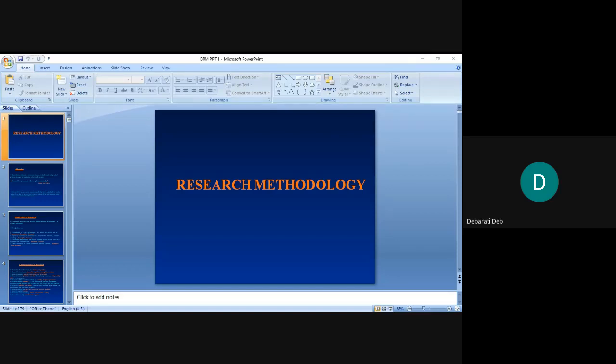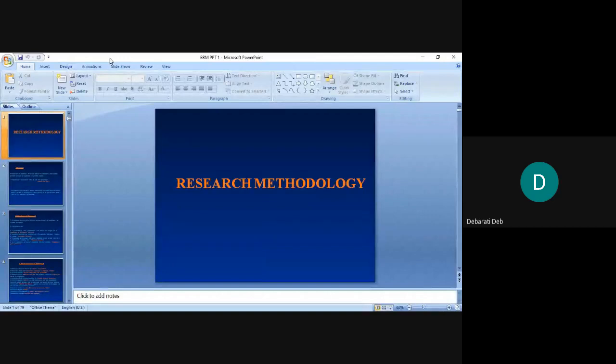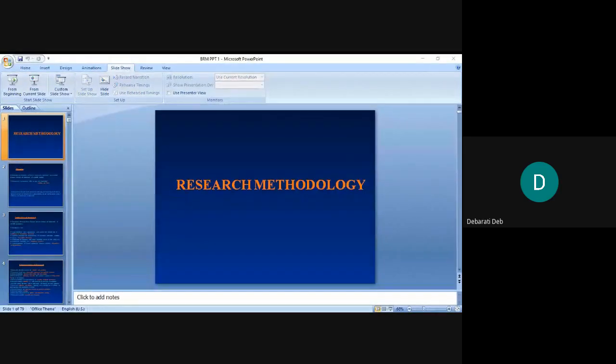So the PPT which you can see on your screen is the very basic of your subject. This is business research methods, and mainly in this paper, the entire methodology of a research will be taught to you. Because when you will be doing your internship, based on your internship period, you will have to prepare a project report on that. So for that purpose, having good knowledge about the research methodology is very important.